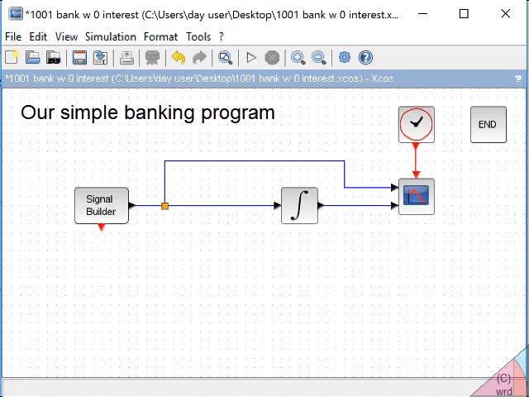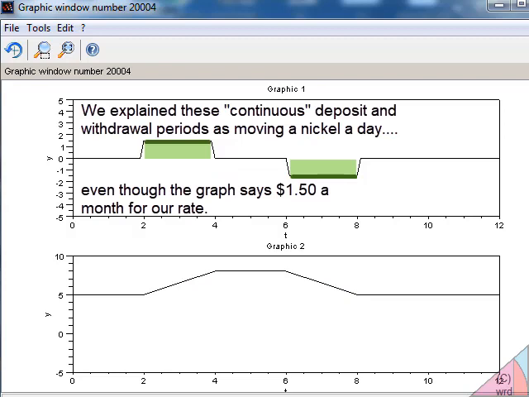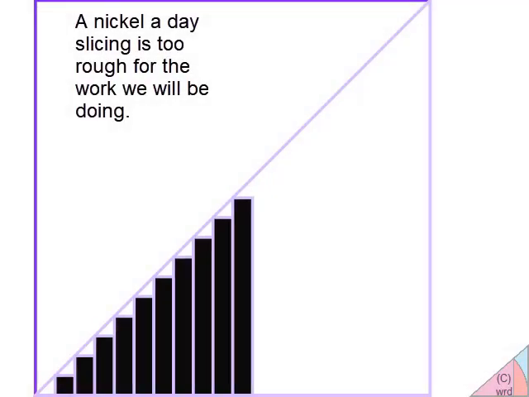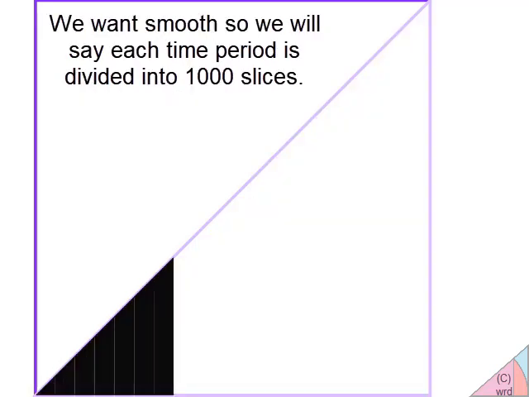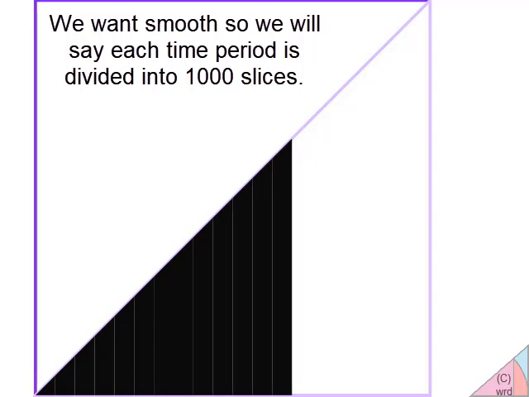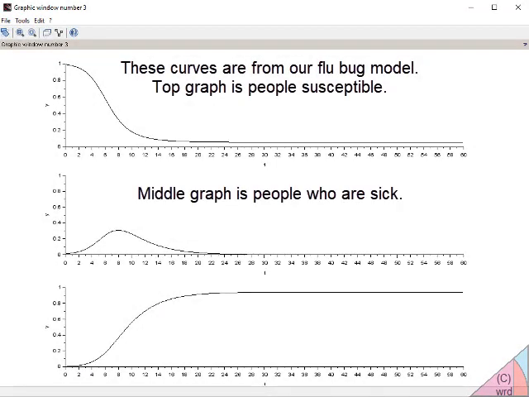In the first episode, we ran the banking program with interest turned off. We saw that a steady, non-zero input to the account would cause the account value to ramp up or down. We said $1.50 a month of steady investment or withdrawal rate could be seen as moving a nickel a day. That stepping is actually too rough for the model accuracy we need. For our high school-friendly chat about how the program works, we will say that the accounts update 1,000 times per time period. That will get us nice curves when nature dictates we should see curves.